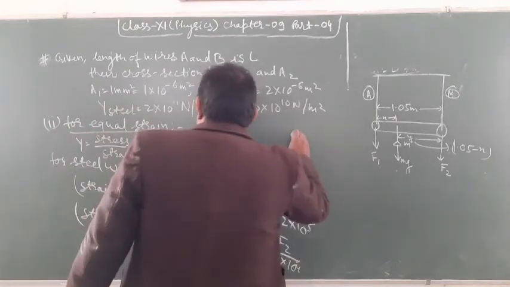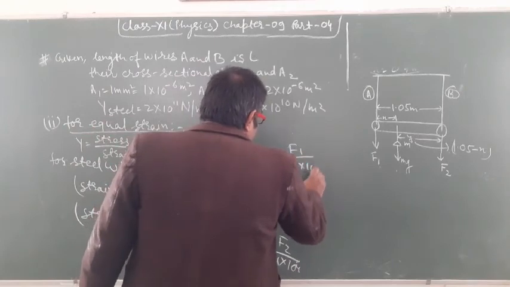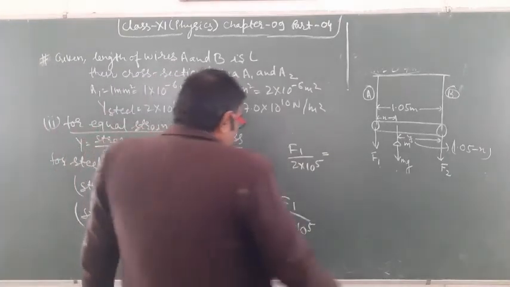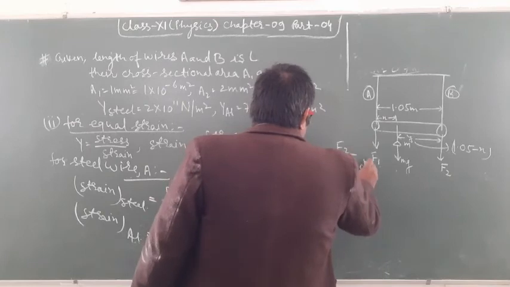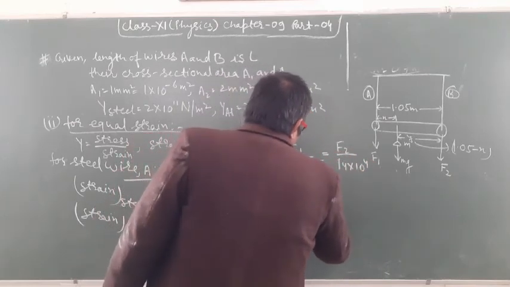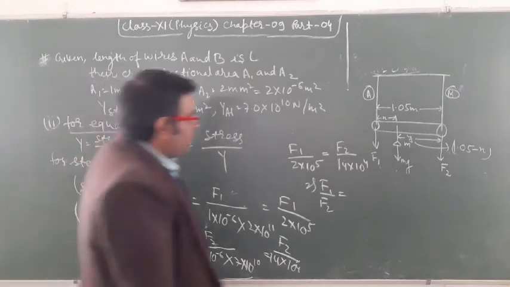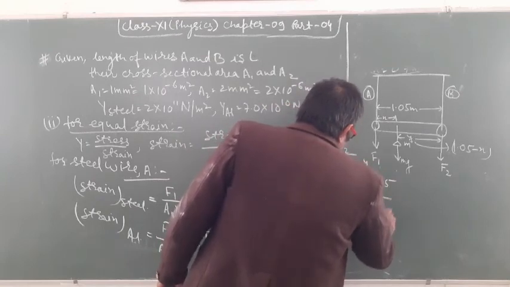So strain should be equal. For equal strain, we can say that F1 upon 2 into 10 to the power 5 is equal to F2 upon 14 into 10 to the power 4, and F1 upon F2, you had got the ratio, that is equal to 2 into 10 to the power 5 upon 14 into 10 to the power 4.